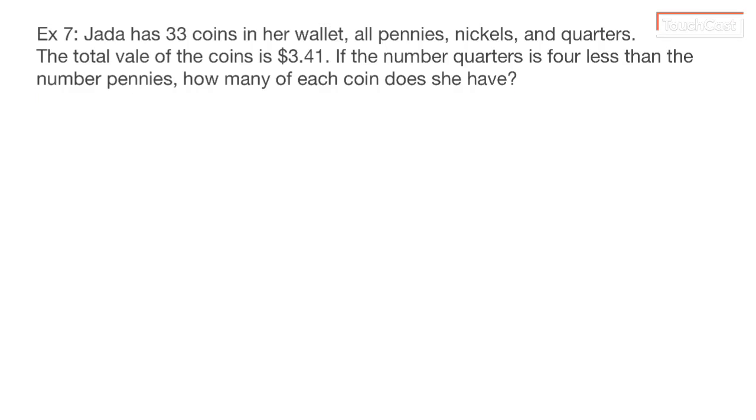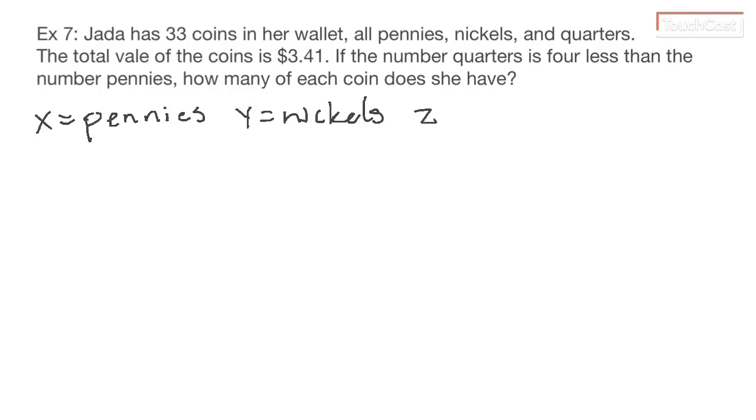So let's start by assigning some variables to what we've got going on here. Normally I would just use the letters of each of the coins, but some people don't like how my cues look. So I'm going to use X, Y, and Z. I'm going to let X equal the number of pennies, Y equal the number of nickels, and Z be the number of quarters.